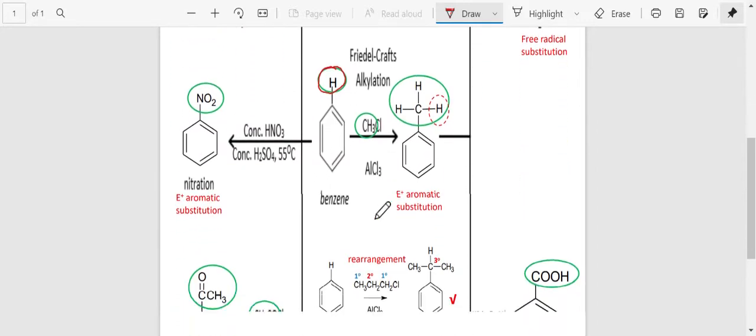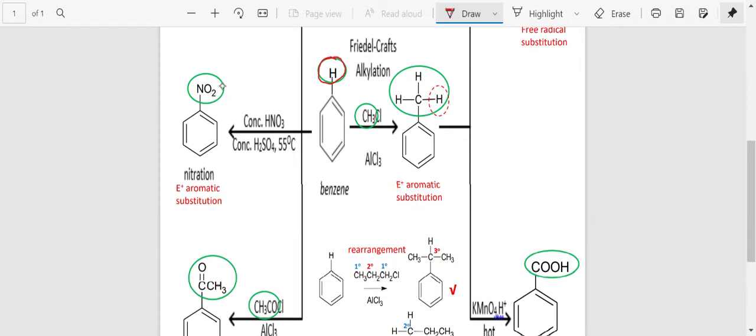Okay, then next one, if we have NO2, so we need to use concentrated nitric acid, concentrated sulfuric acid, and it must be 55 degrees Celsius.